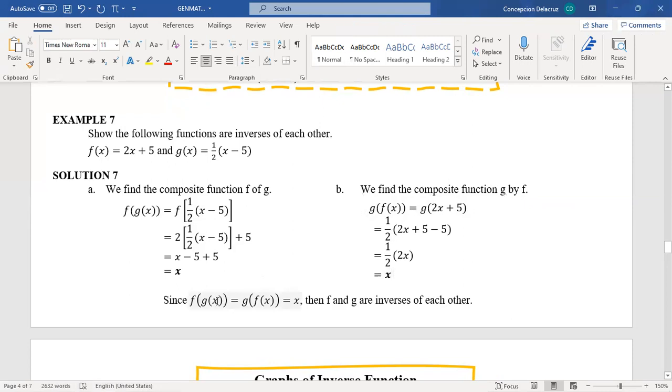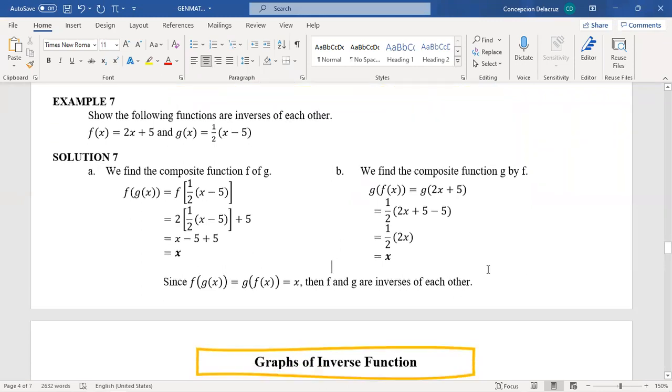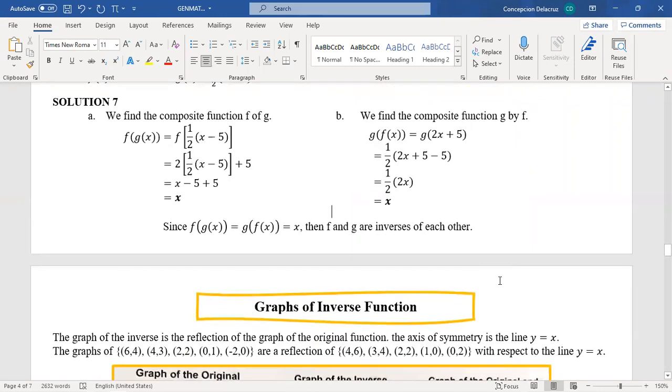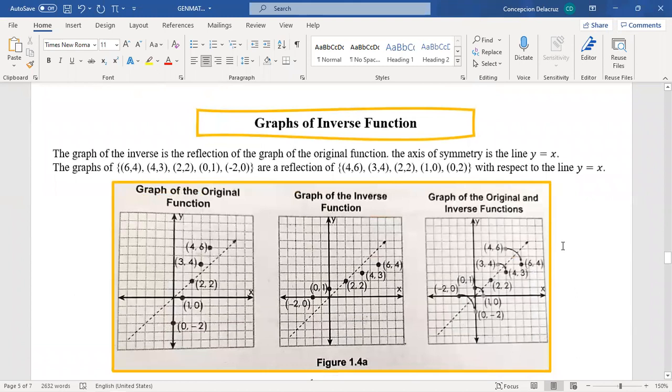So since the f of g of x is equal to the g of f of x, which is x, then f and g are inverses of each other. That's it. That simple. So let's go to graph of inverse function.